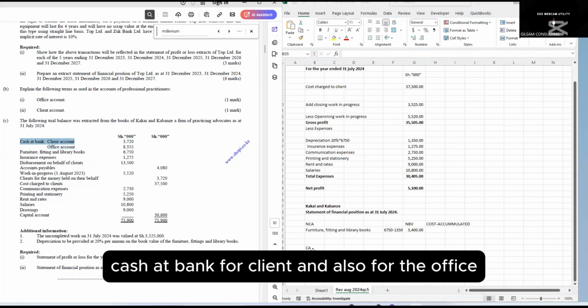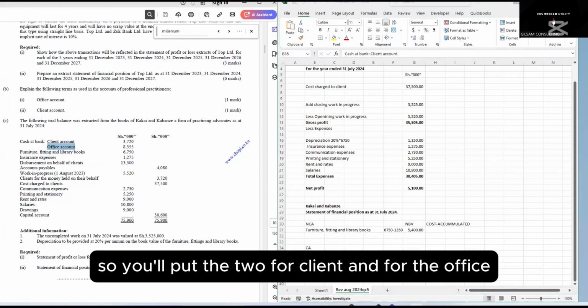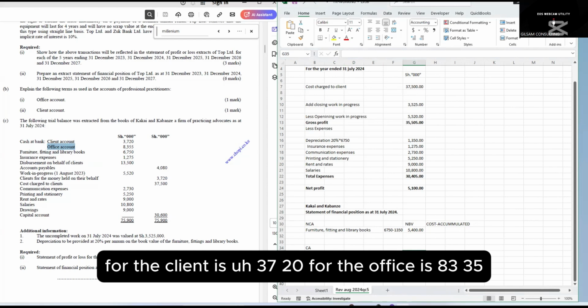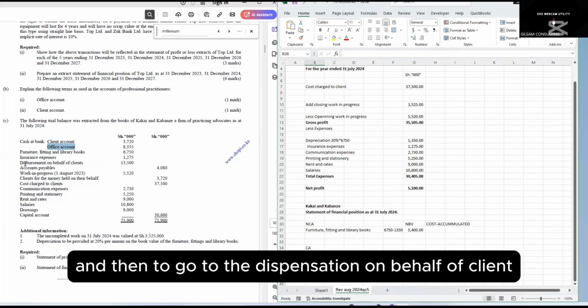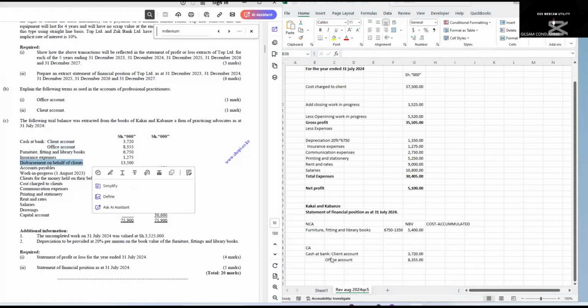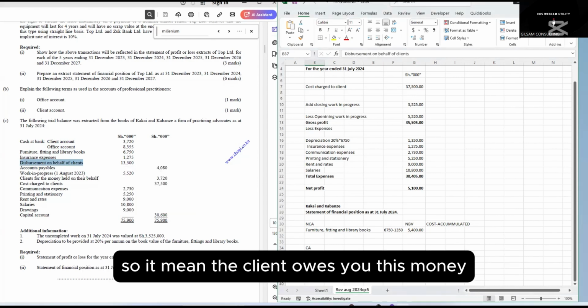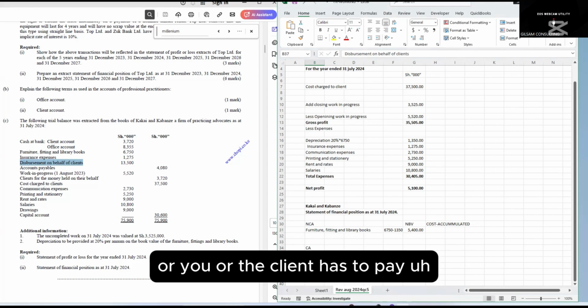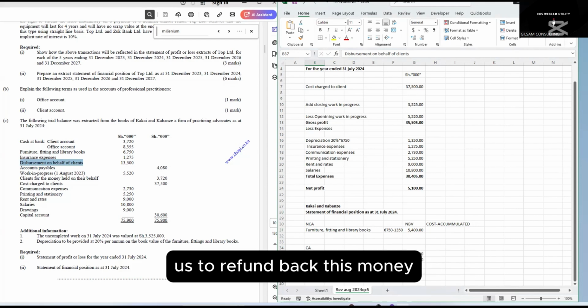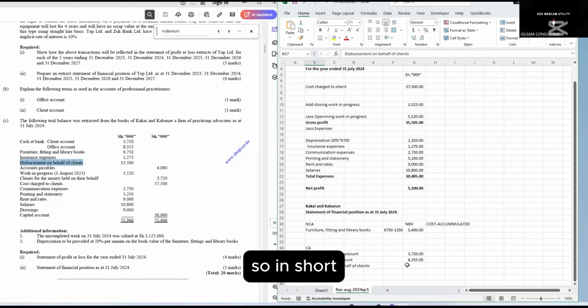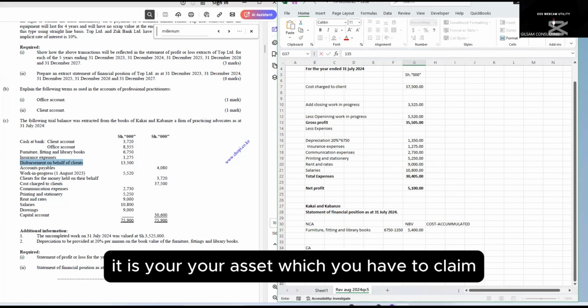Cash at bank for client and also for the office. So you will put the two, for client and for the office. For the client it is 720. For the office it is 83.5. And then we go to the disbursement on behalf of client. This is the money you are paying on behalf of the client. So it means the client owes you this money, or the client has to refund this money. So in short, it is your asset which you have to claim.